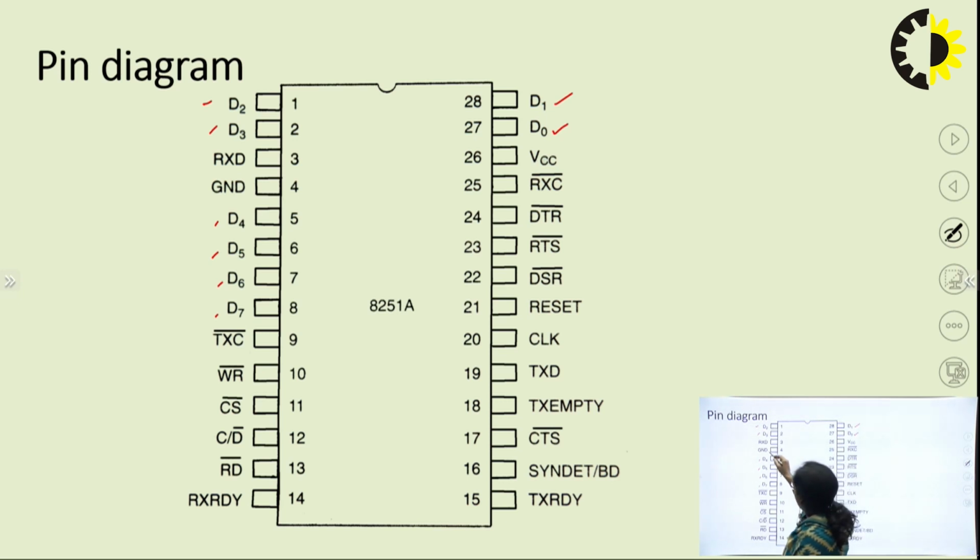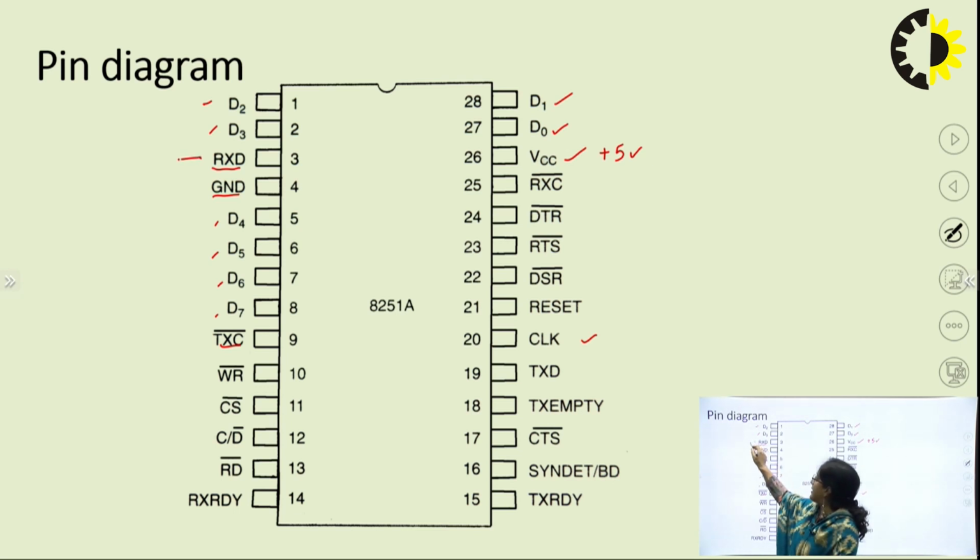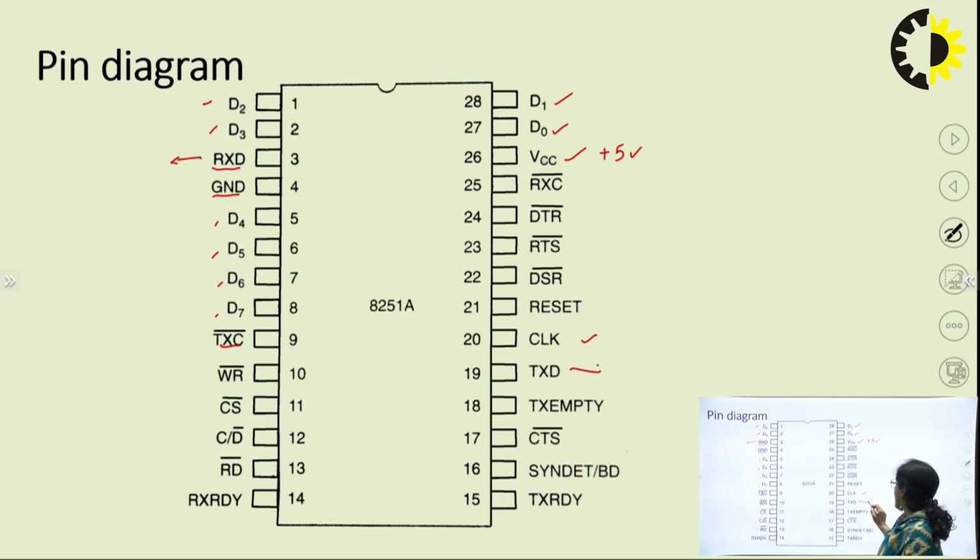Then we have the receiver signal and ground signal. We have the transmitter ready signal, VCC plus 5 volt, and we need a clock. RxD and TxD are the lines for data communication, the receiver pin and transmitter pin.